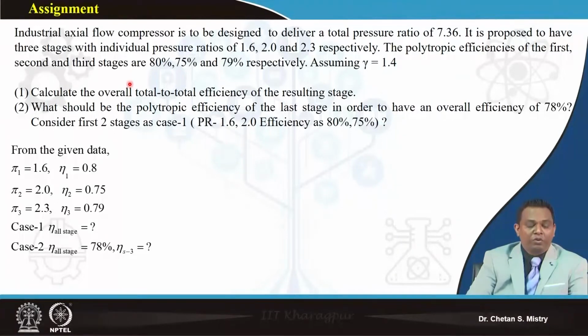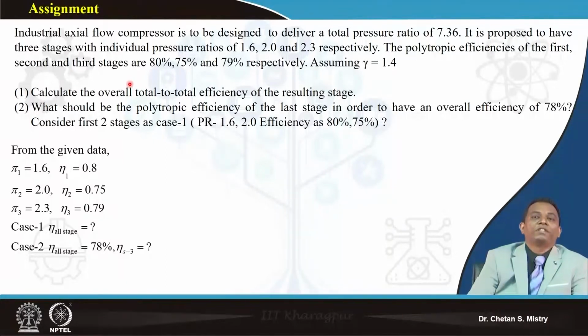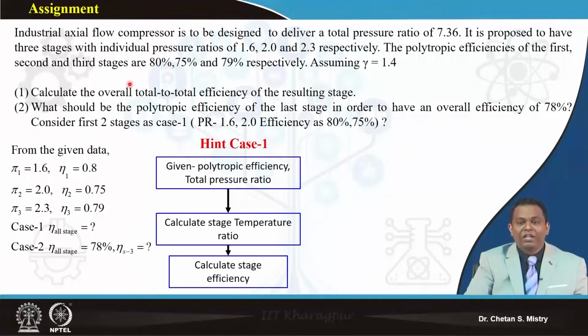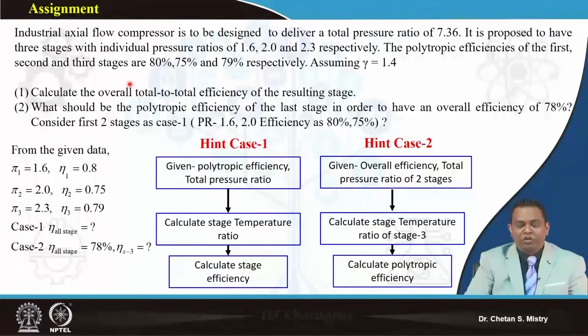So what you need to do is calculate the overall efficiency from the resulting stages, and then determine what the polytropic efficiency of the last stage needs to be in order to have the overall efficiency of 78%, assuming the first two stages remain as they are, meaning their pressure ratios and polytropic efficiencies are the same. I had given you a hint to solve the numerical.